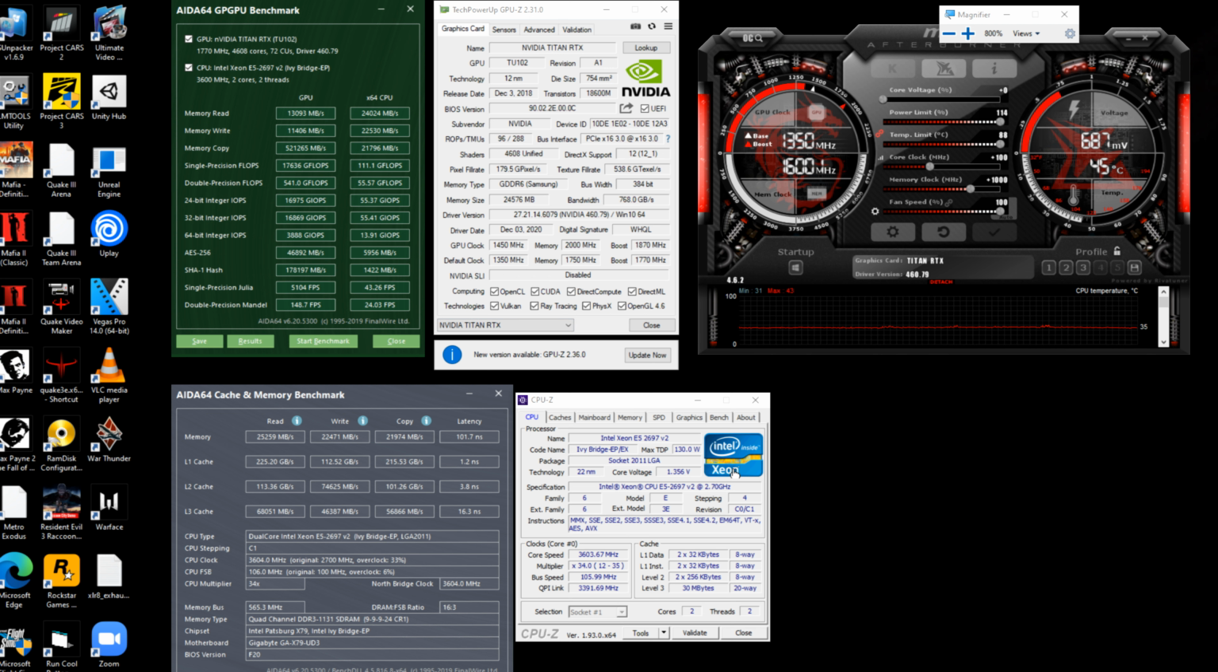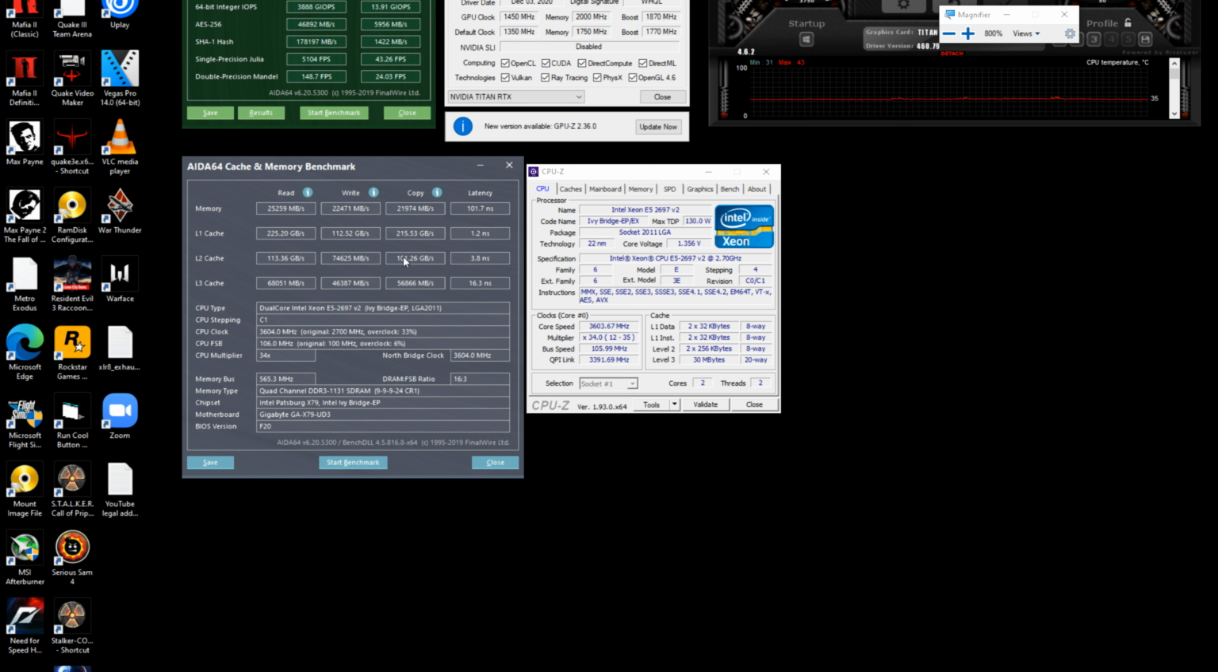But again, this is single socket, as you can see, and this is the AIDA64 cache and memory benchmark. Somehow when I'm running 2 cores, 2 threads, my read, write, and copy are below 25,000 megabytes per second.